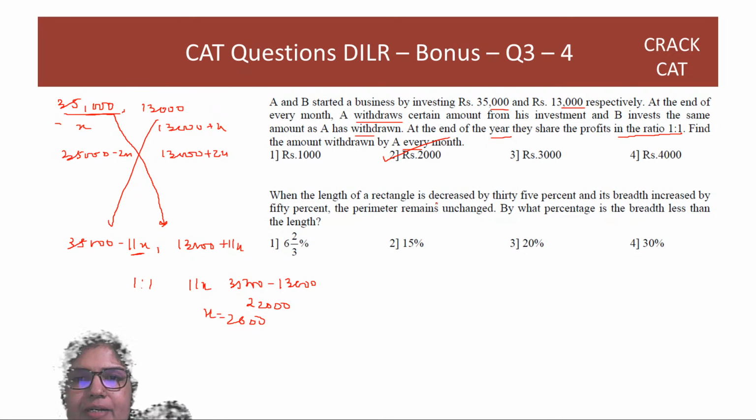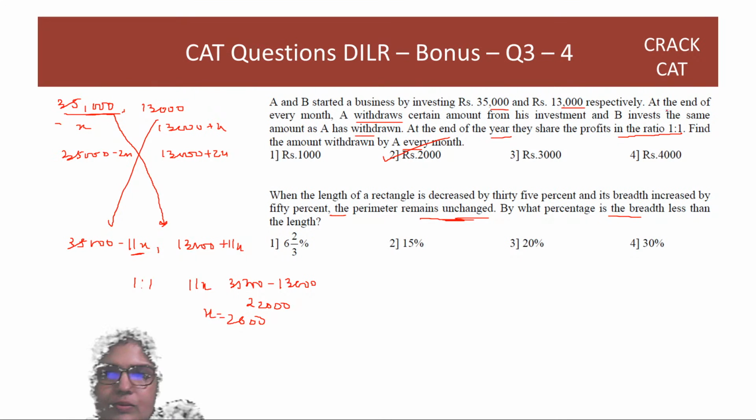When the length of a rectangle is decreased by 35% and its breadth increased by 50%, the perimeter remains unchanged. By what percentage is the breadth less than the length? So let's solve this now.